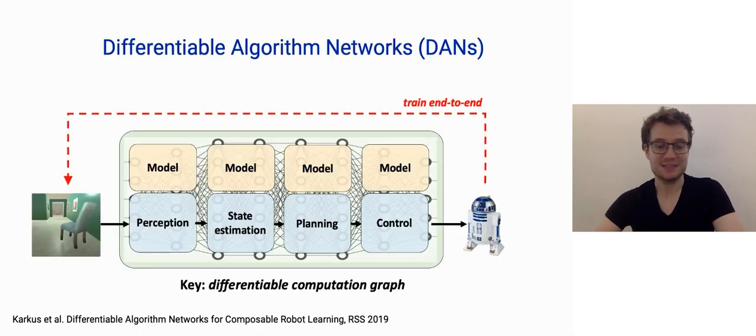Differentiable algorithm networks, DANs, provide a principled framework for composing robot learning systems. DAN has modular structure. It separates models and algorithms, but it's trained end-to-end, just like a neural network. The key to do this is to think of both models and algorithms as part of a single differentiable computation graph. This computation graph is a generalized neural network that includes both learnable parameters as well as fixed operations that implement an algorithm, for example, a planner. Because everything is differentiable, we can backpropagate gradients through the algorithm and train our models end-to-end.